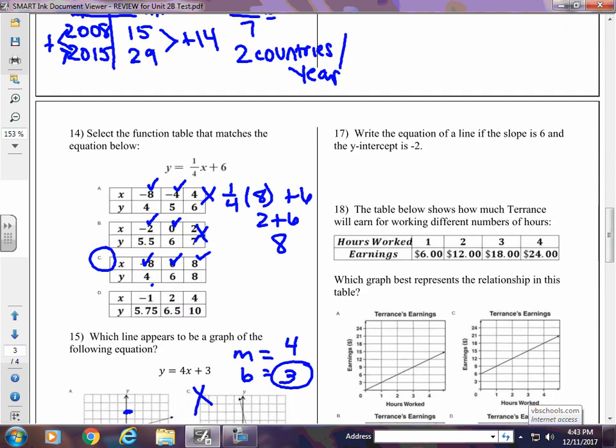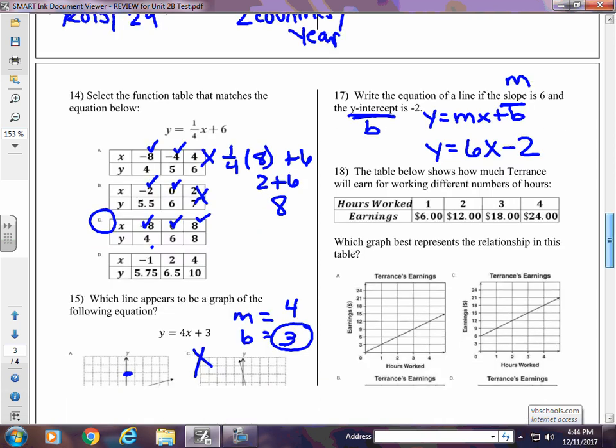All right, number 17, you want to write the equation of the line if the slope is 6 and the y-intercept is -2. The letter for slope is m. The letter for y-intercept is b. When you have an m and a b, it goes into the equation y equals mx plus b. So your equation would be y equals 6x minus 2. There is no math to do there. It's putting the numbers in the proper place in the equation.